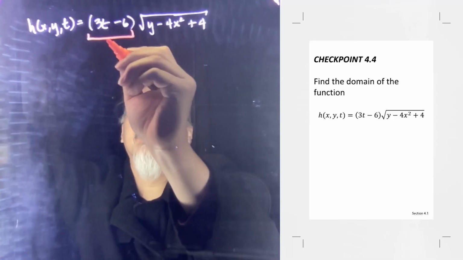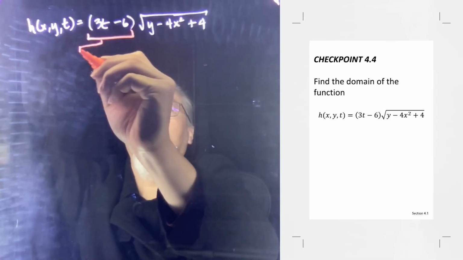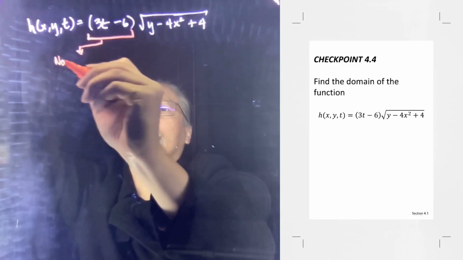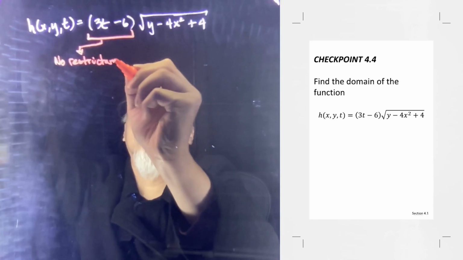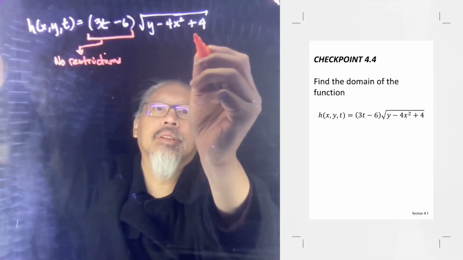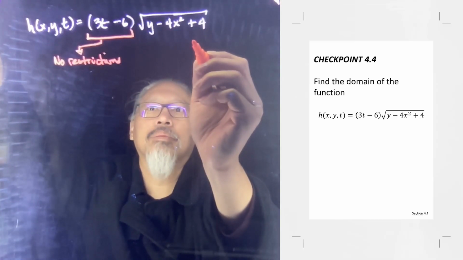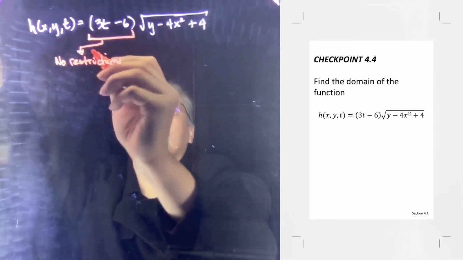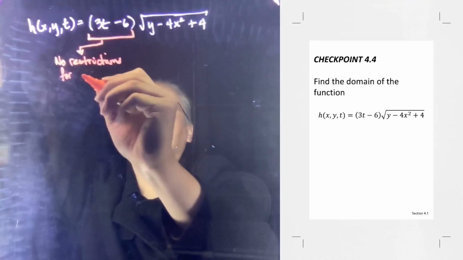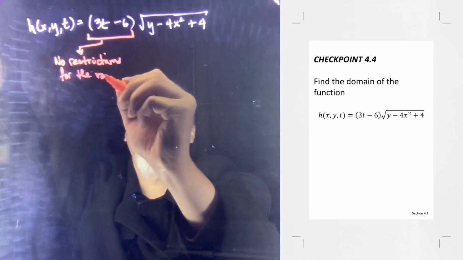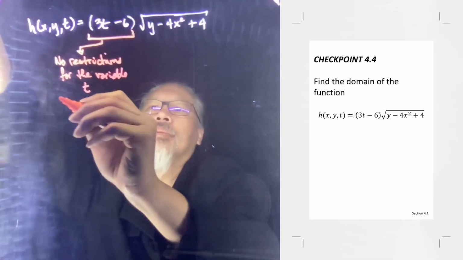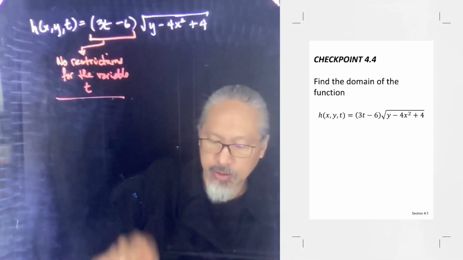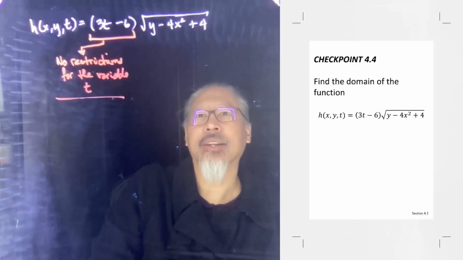This part over here is a polynomial, and with a polynomial there's no restrictions, and t lives here. There's no t's on this other part, so there's no restrictions for the variable t. Okay, so t can be anything according to what that's saying.